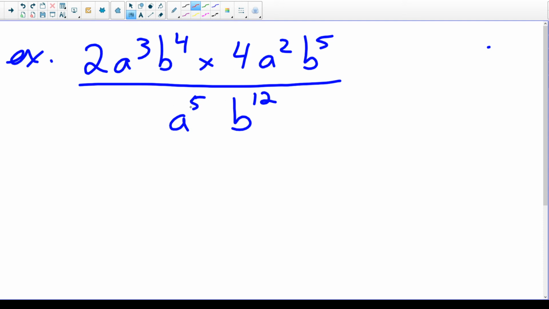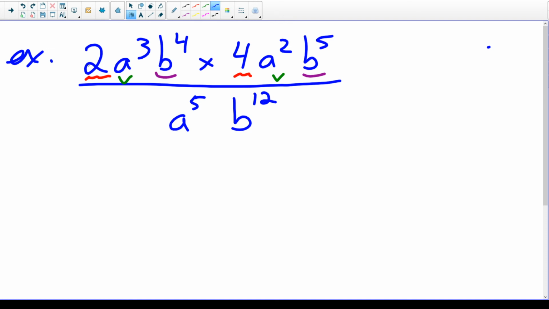So forgetting about the bottom for a second, if we just look at the top, that 2 wants to join up with what? Well, it wants to join up with that 4. This a to the 3 wants to join up with that a to the 2. This b to the 4 wants to join up with that b to the 5. So that's what we're going to do. We're just going to join everything up, multiplying as we go.